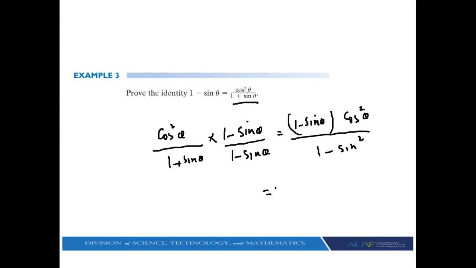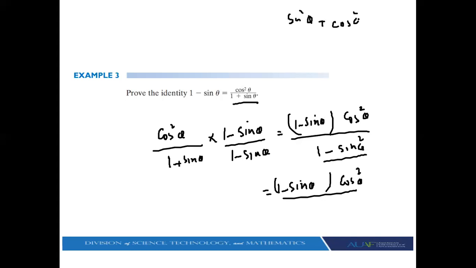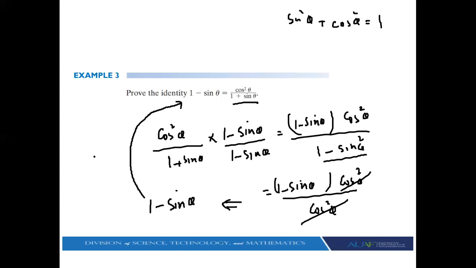Correct? And we know that 1 minus sine theta multiplies with cosine square theta, and 1 minus sine square theta, from the formula of sine square plus cosine square theta, is equal. So we know that 1 minus sine square theta equals what? Cosine square theta. So cosine cancels with cosine. We are left with only 1 minus sine theta. And you can see 1 minus sine theta is the left hand side. So left hand side equals the right hand side. Clear? Okay.